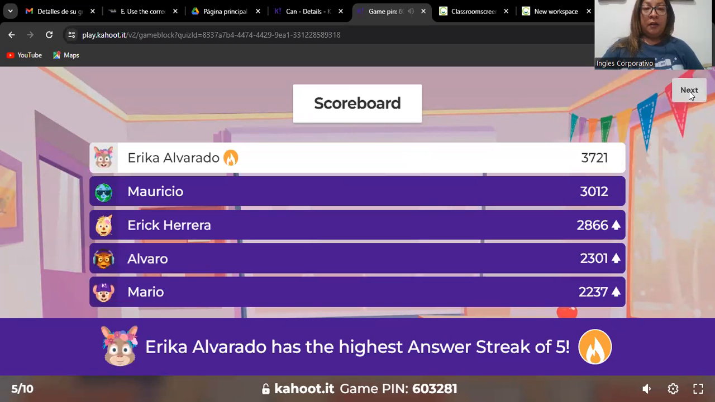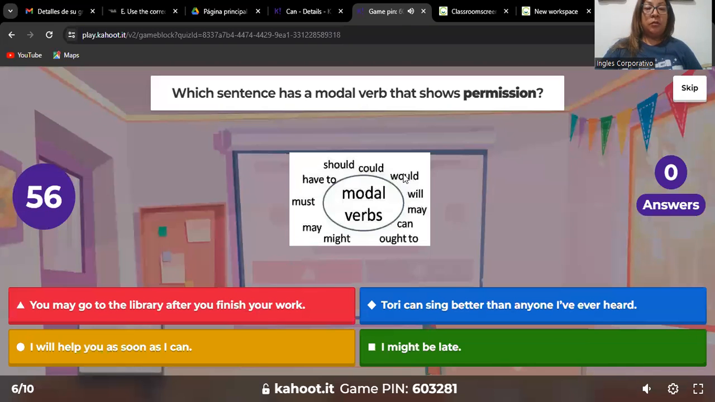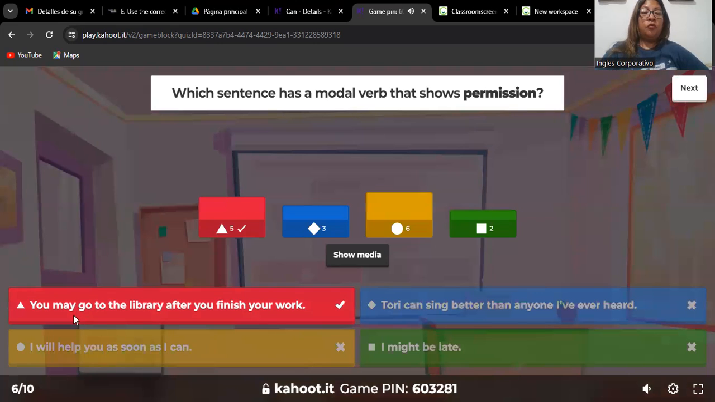Erika, Mauricio, and Eric. Which sentence has a modal verb that shows permission? You may go to the library after you finish your work. Tori can sing better than anyone I've ever heard. I will help you as soon as I can. I might be late. Permission. Okay. You may go. Permission.